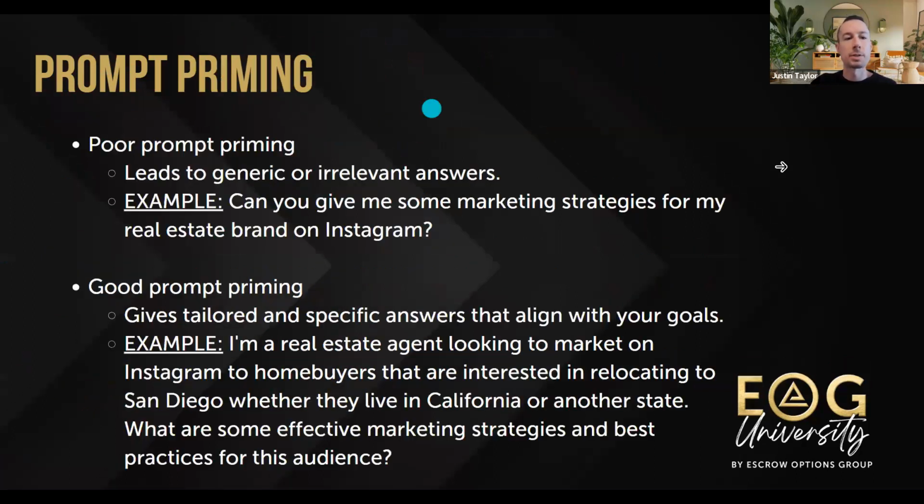Prompt priming. Let's talk about prompt priming. What is that? Well, poor prompt priming ultimately leads to generic or irrelevant answers. Okay, so you want to prime it with more details. You want it to be more specific. A poor prompt prime example would be, "Can you give me some marketing strategies for my real estate brand on Instagram?" Okay, today's all about not being general and being a lot more specific. That's ultimately what it comes down to when you are engineering prompts for ChatGPT. More detail, more background, more context, and it will give you a better output.